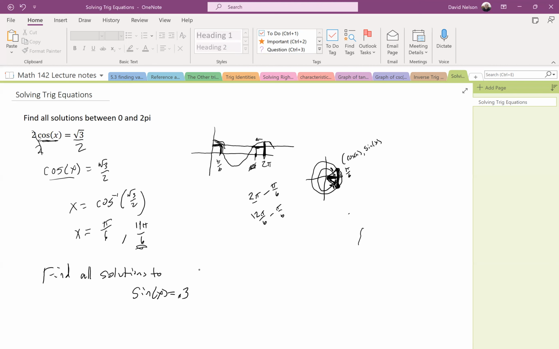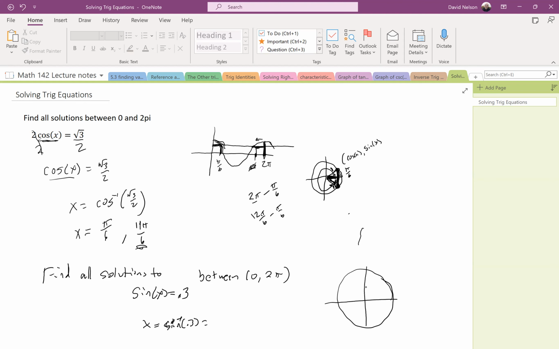We'll just keep with the same thing, between 0 and 2 pi. So I can get my first answer using the inverse cosine, or the inverse sine. I'm going to take the inverse sine of 0.3, the arc sine of 0.3, to give me my first answer.